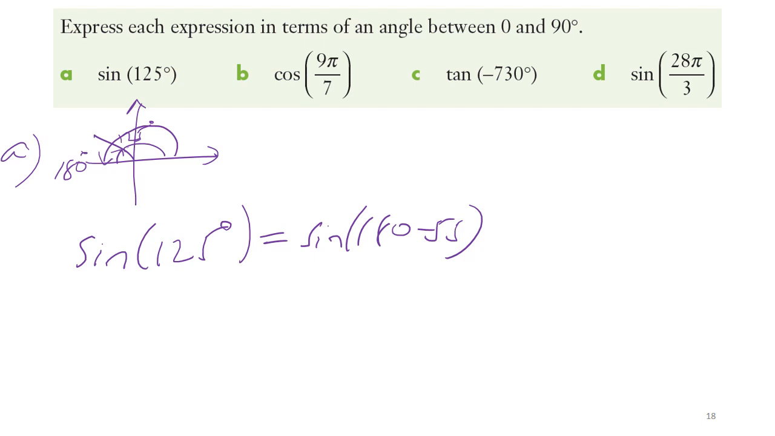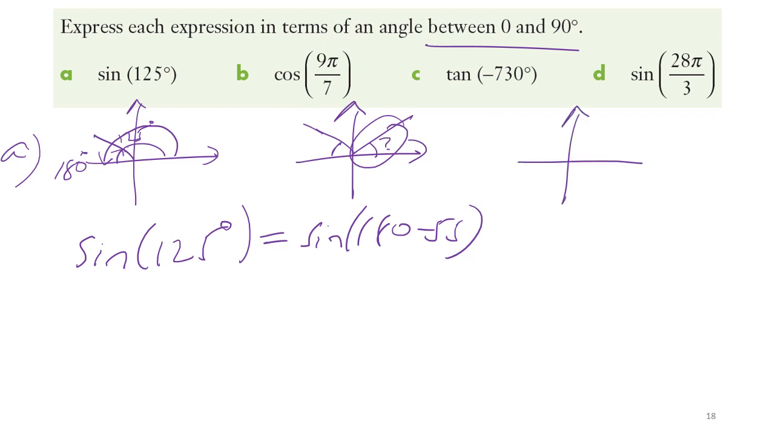And what else do you know? Because I want it to be in terms of an angle between 0 and 90 degrees, I actually want us to represent it in terms of an angle over here. So what would give us the same answer as here? We know this is the angle we are talking about, but how do I express it in terms of an angle over here?